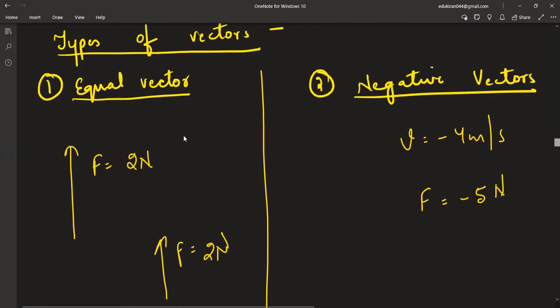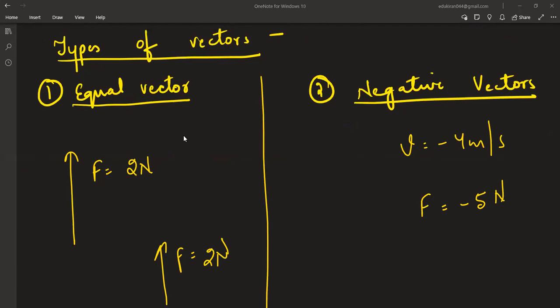Now see the basic types of vectors which you have. These won't be used so much, we'll just quickly do it. We have to mainly study the unit vectors. See, equal vectors are there. Equal vectors means two vectors which are exactly identical to each other. So you will call them equal vectors.